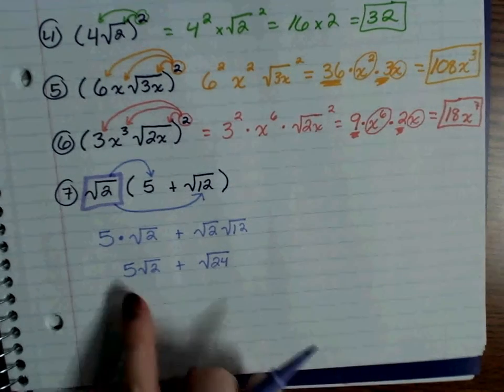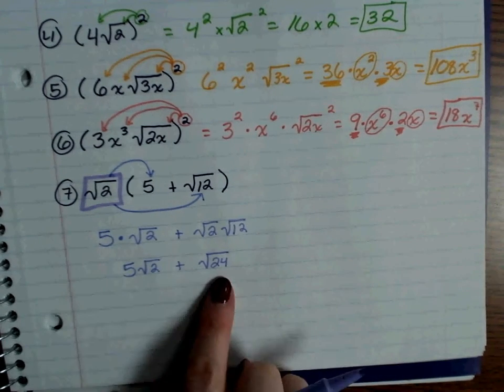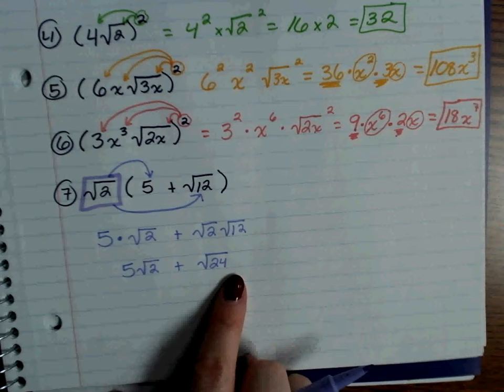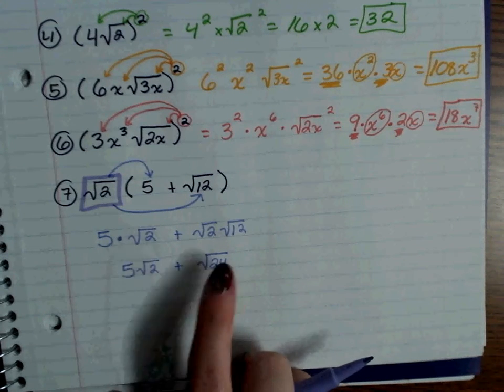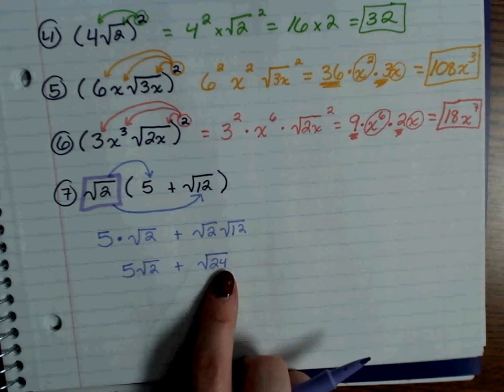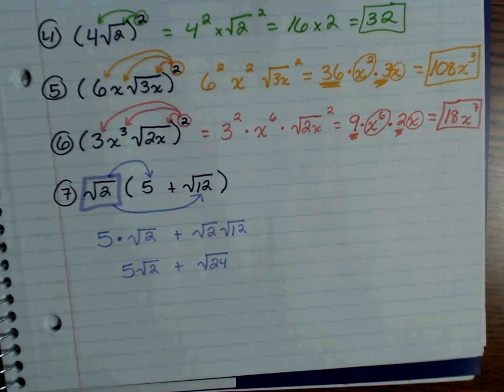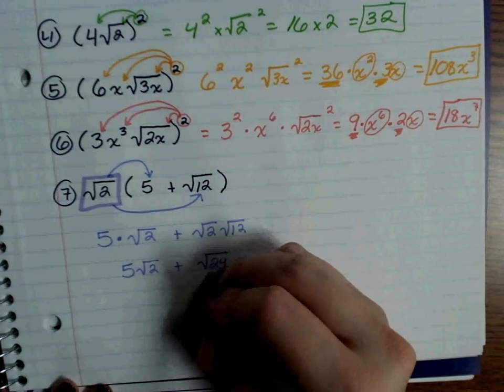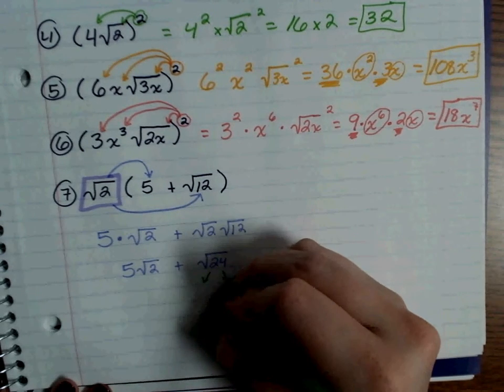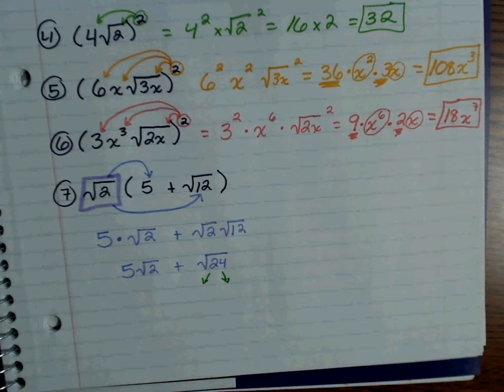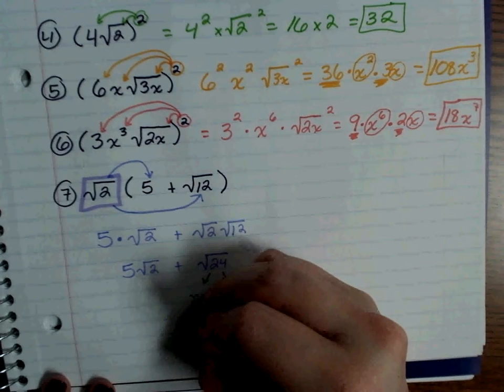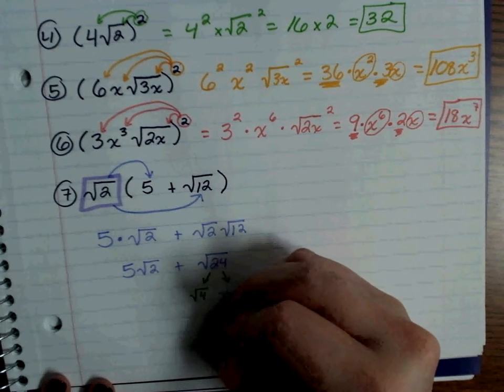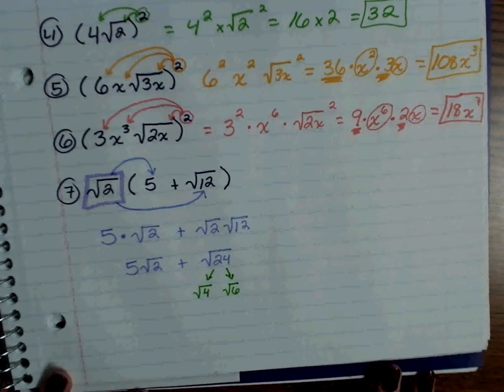Okay, so now I've got an addition problem. Are they like radicals? No. Can I simplify the square root of 24? Yes, I can. Who can tell me the two factors to use for square root of 24? What do you think, Elijah? 2 and 6? Oh no, I see it, 4 and 6. So we've got the square root of 4 and the square root of 6.